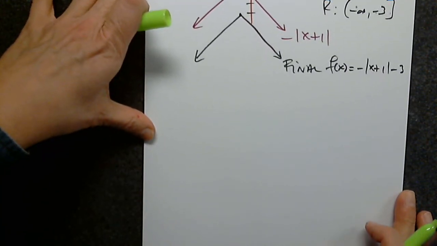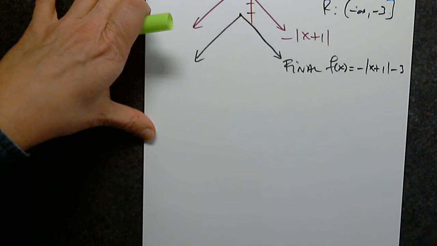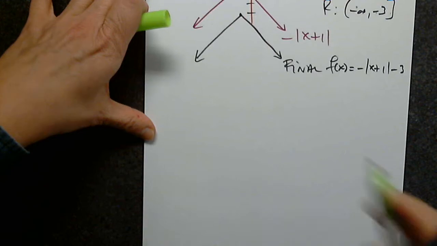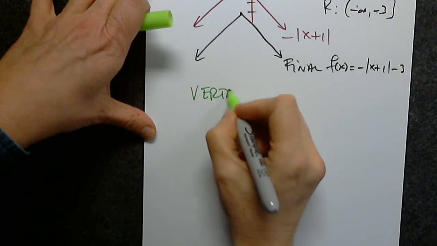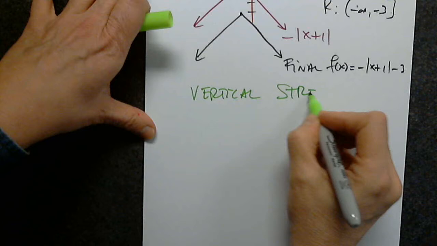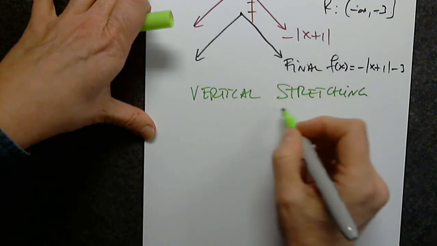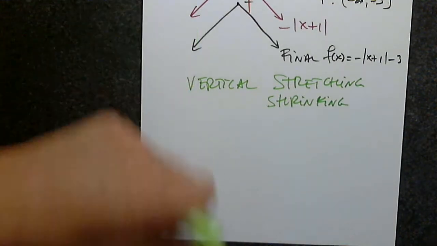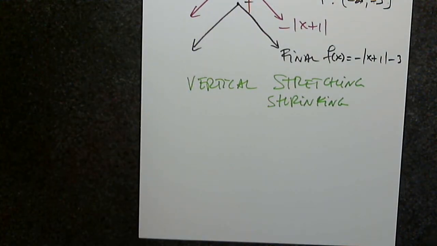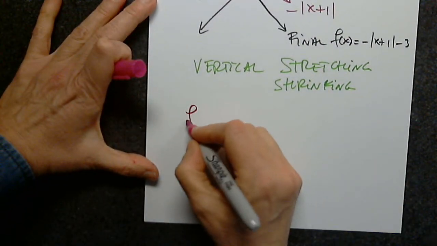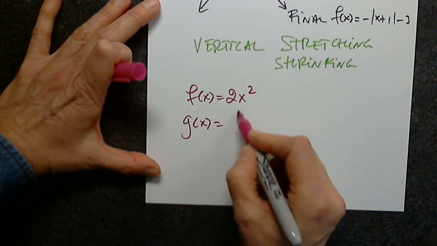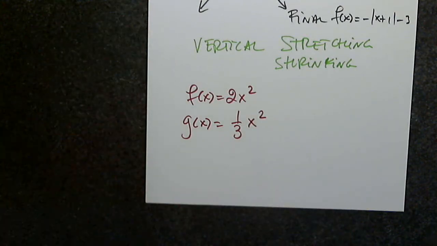Stretching, shrinking. I'm only going to present the vertical. I'll leave the horizontal one, which is slightly different, for test 2. So vertical stretching, vertical shrinking. Not both, of course. Vertical stretching is one thing, vertical shrinking is something else. Okay, so here it is. Let's look at f of x equals twice x squared, and g of x equals 1/3 x squared.